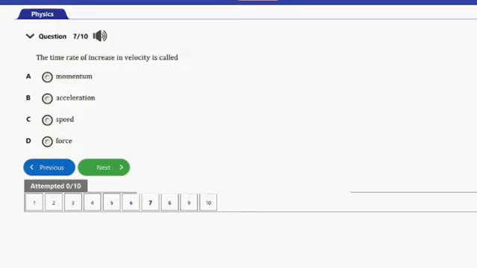So guys, the next question we have here is question number 7. It says, the time rate of increase in velocity is called A, momentum, B, acceleration, C, speed, and D, force. So guys, the answer to this question is option B, acceleration. So that's it for this question. Let's go ahead and consider the next question, guys.